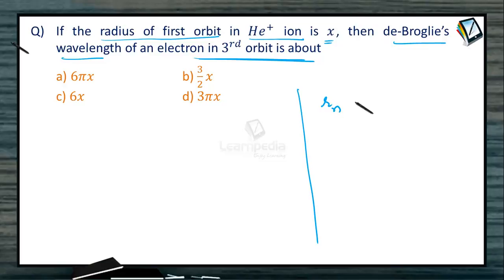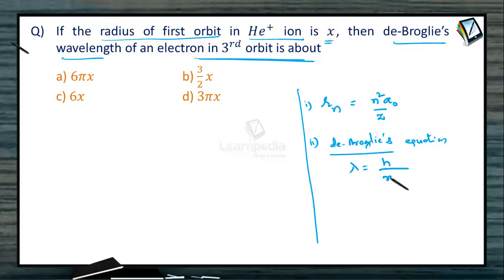species, that is containing one electron outside the nucleus, is given by n square a naught by z, where a naught is the radius of the first orbit, z is the atomic number. And also we have the de Broglie's equation. Lambda, wavelength, is equal to h by mv, Planck's constant by mass into velocity. And also we have from the postulates of Niels Bohr, mvr is equal to n into h by 2 pi.